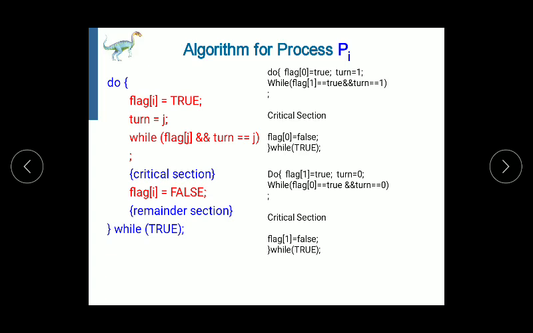While flag[j] is equal to true and turn is equal to j. If both conditions are true, then process Pj is in the critical section, so no other process can enter. The semicolon means do nothing. Otherwise, if this is not true, meaning any one condition is false, then that particular process can enter into the critical section. After executing the code in the critical section, flag of that particular process is made false. Then it will allow other process to enter into the critical section. This is about process P0 and this is about process P1. Students, please try to trace this code. This is homework for you.